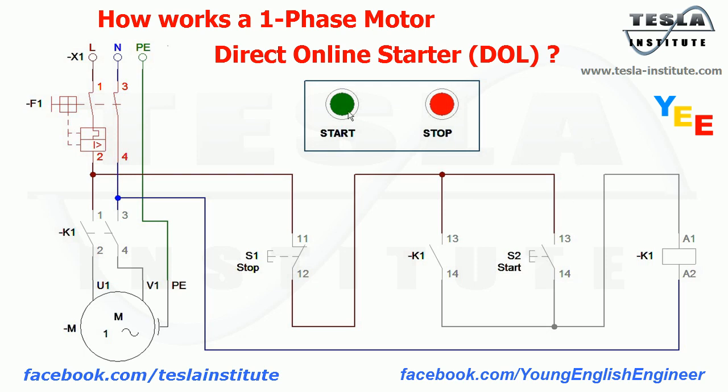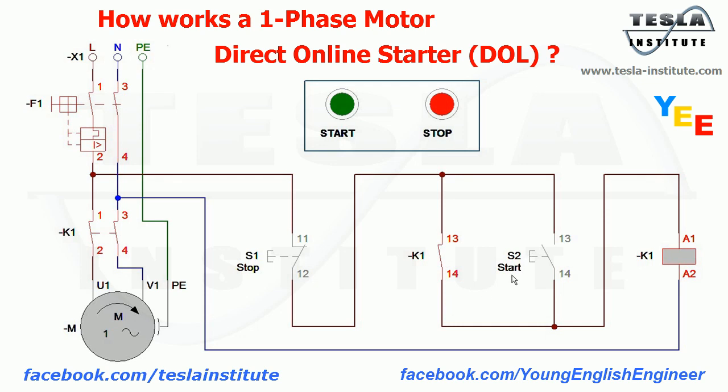So now if we push button S2, we give voltage to the coil of contactor K1. The main contacts K1 close, and motor M starts. At the same time auxiliary contact K1 also closes, so when we release start push button S2, coil K1 will be energized through this contact, and the motor will stay in the run state.